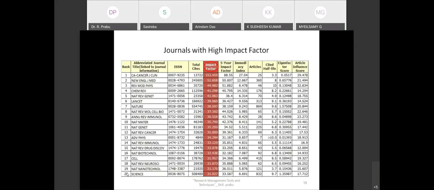So this is a very important concept, and here I quoted the journals with the high impact factor details. Sometimes in interviews they will ask what the highest impact factor journals in the world are, so you should know.